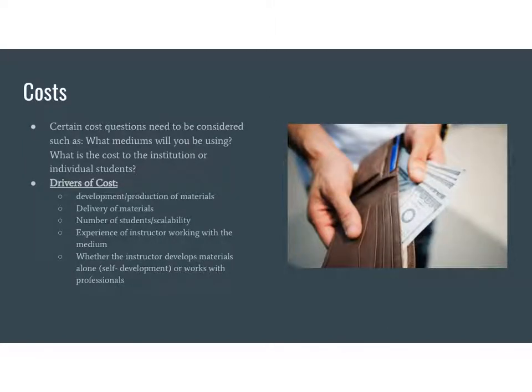The C part of the sections model stands for costs. Certain cost questions need to be considered when you're developing an online platform for learning, such as what mediums will you be using and what is the cost to the institution or the individual students. Some drivers of cost here are the development and production of materials, the delivery of materials, the number of students and the scalability, the experience of the instructor working with the medium, and whether the instructor develops materials alone, which is called self-development, or works with professionals.